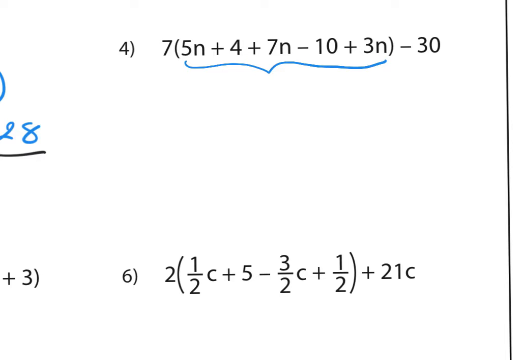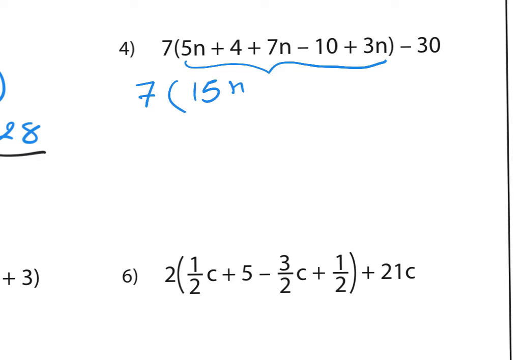So we're going to have 7, right? And 5n plus 7n, it's going to be 12n, and plus 3n, that would be 15n, right? Or you can just add 7 with 3, which is 10, and 10 plus 5 will be 15. So that's one way to do it. It's going to be 15n.